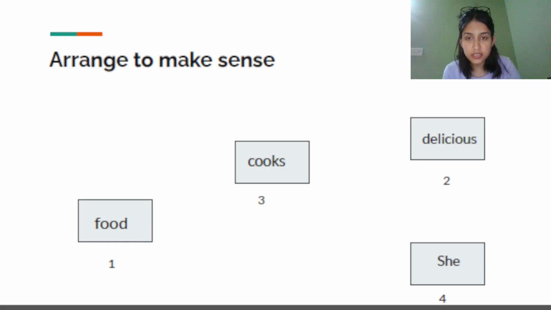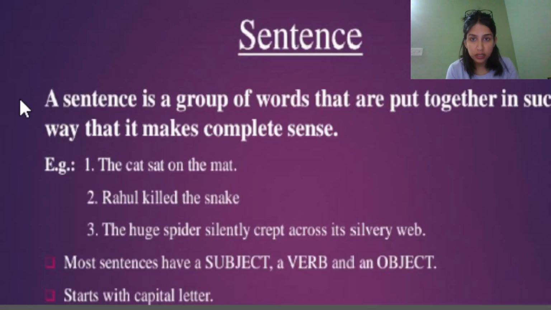Yes, so the sentence that will be made from these given words will be: she cooks delicious food. So we'll be learning about how we make different types of sentences and what the different types of sentences are. First, we'll discuss what a sentence is.